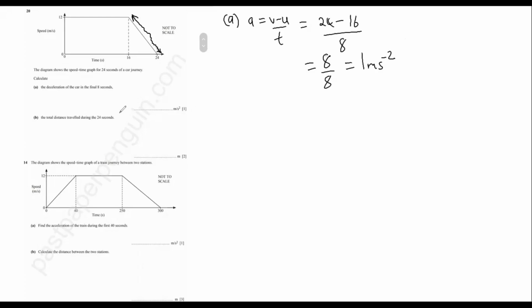Okay. So if they say deceleration, right? If you get a negative, you don't put the negative. If they say the deceleration of the car, obviously you'd have to get a negative. The final velocity is 12, right? So they made a mistake here. The final velocity is 12, right?